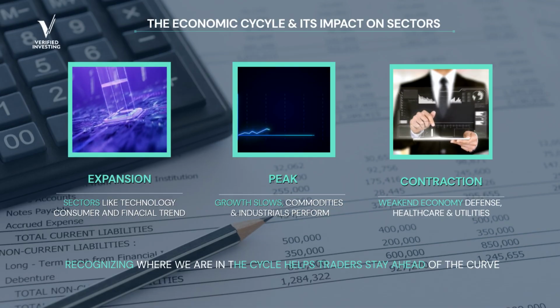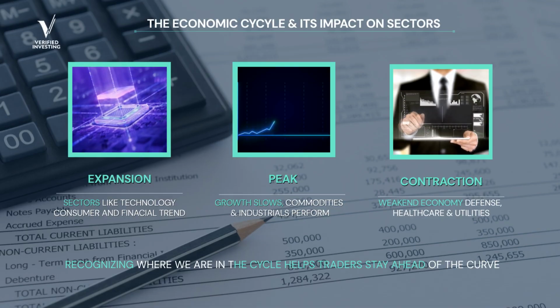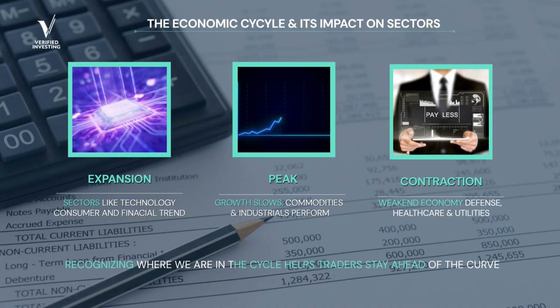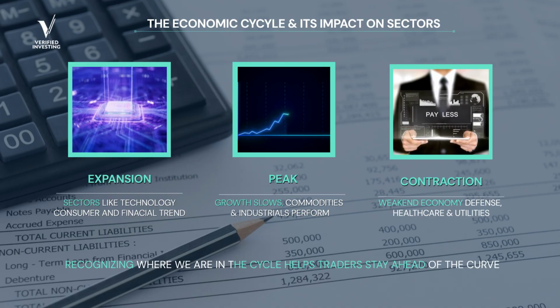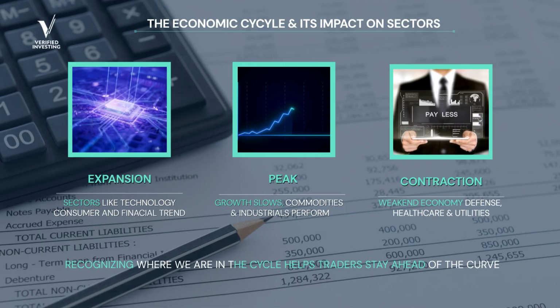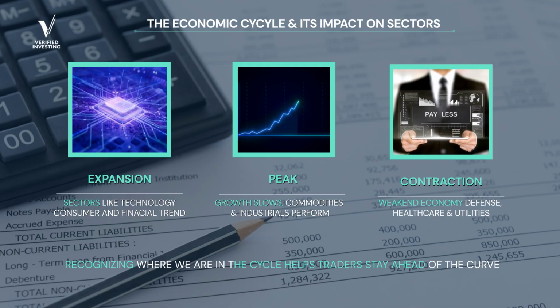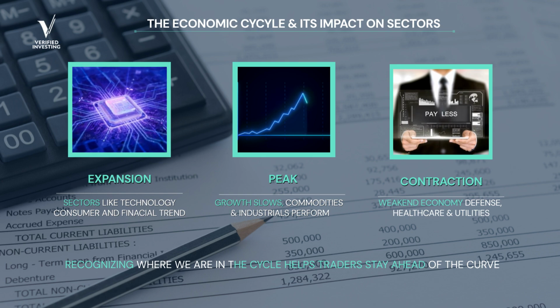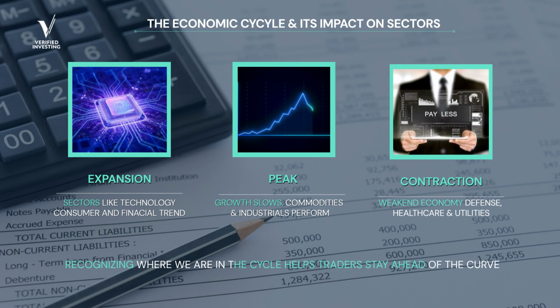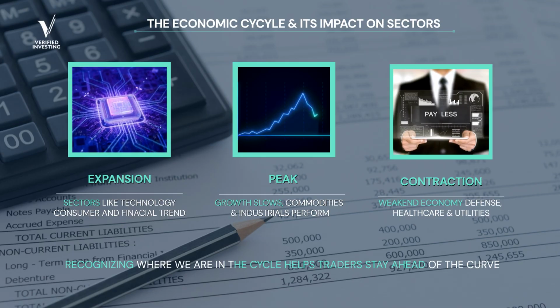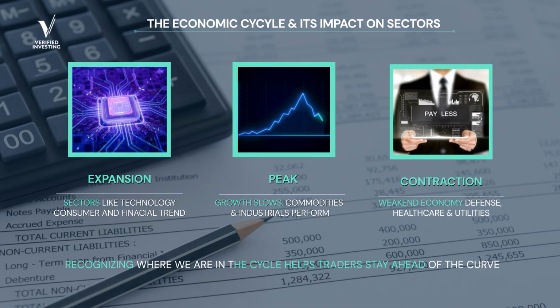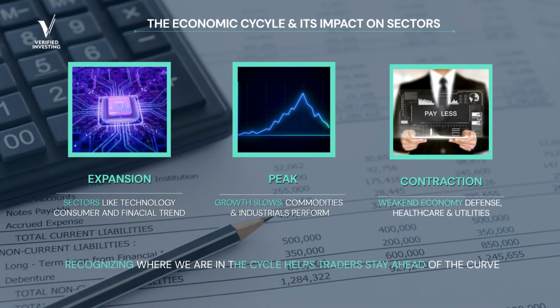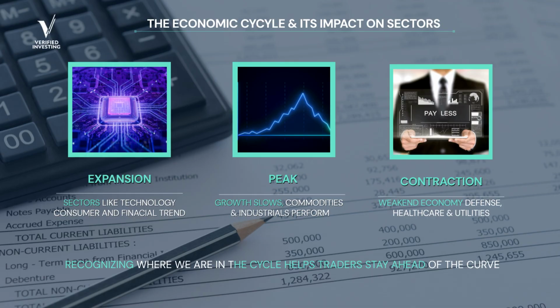Expansion. When the economy is growing, sectors like technology, consumer discretionary, and financials tend to thrive. Peak. As growth slows, commodities and industrials perform well as inflation rises. Contraction. When the economy weakens, defensive sectors like healthcare, utilities, and consumer staples become attractive. Trough. When recovery begins, energy, materials, and cyclical sectors start leading again. Recognizing where we are in the cycle helps traders stay ahead of the curve.